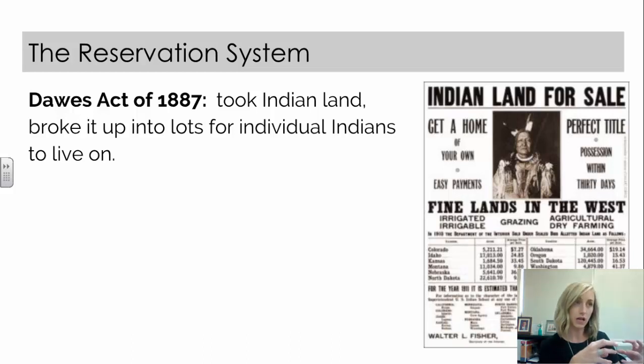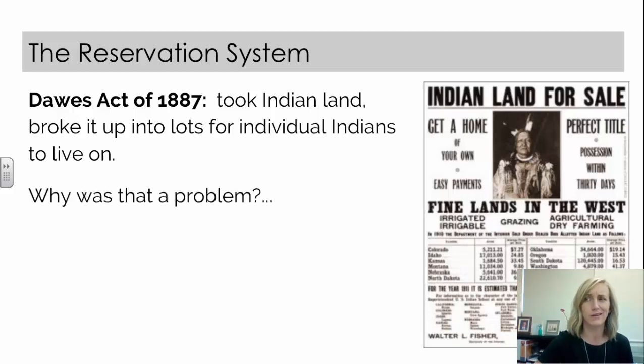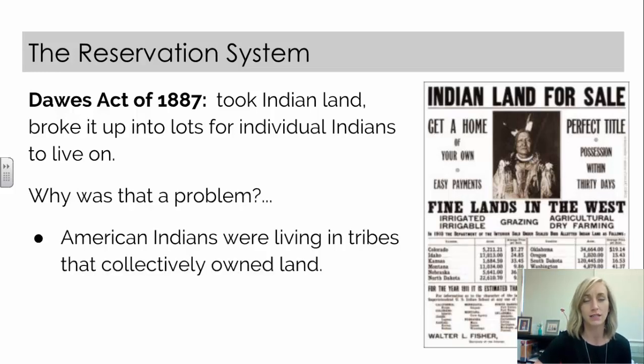Okay, so it took their land, broke it up into blocks of land, and said, this family or this individual, you can live in this block, and gave them that land. And you might be thinking, well, it gave them land. What's the issue? Why was that a problem? Well, it's a big problem.